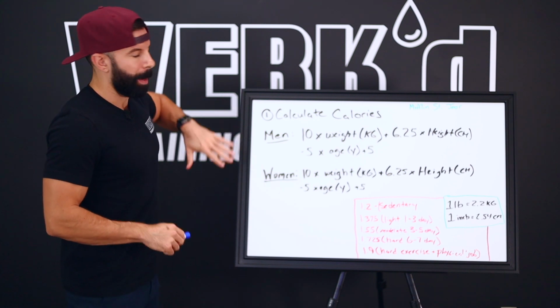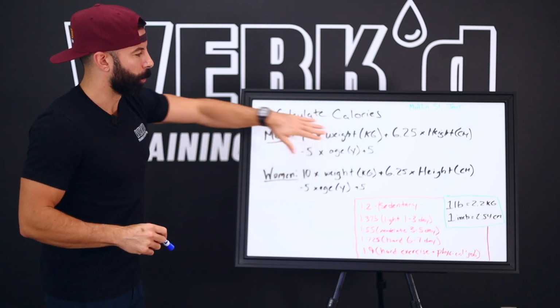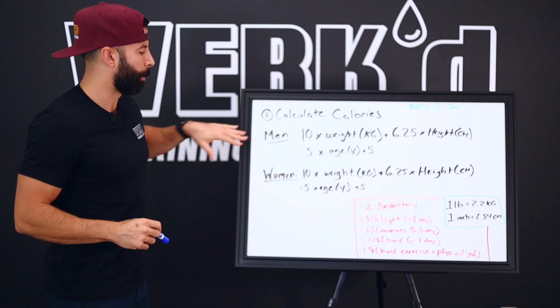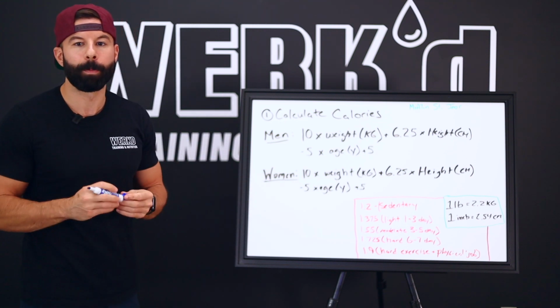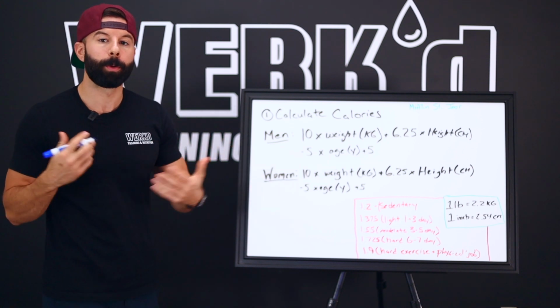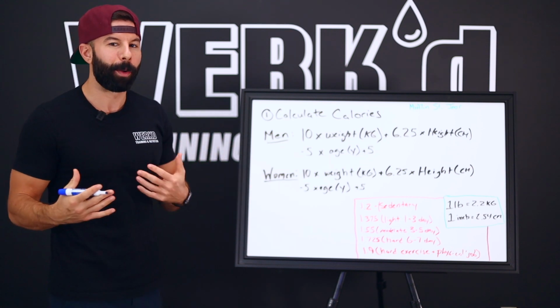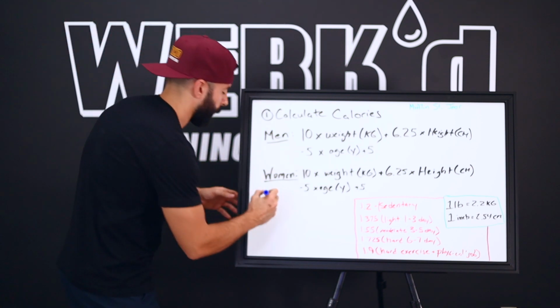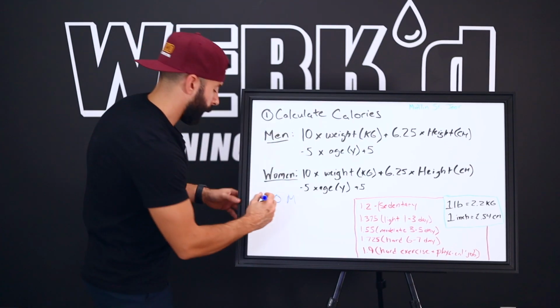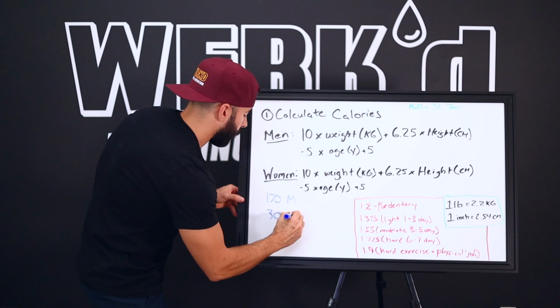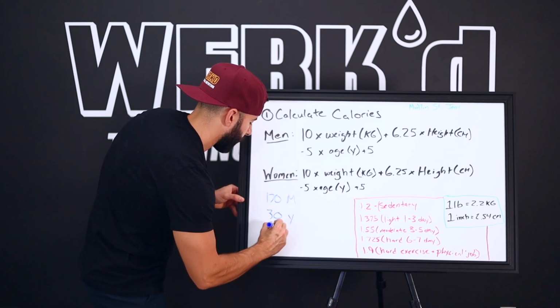I'm going to leave this in the link down below, but there are two different formulas. They're slightly different for men and women. Today we're going to use the average male in the US and run through a simulation, and then you can apply it to yourself. So we're going to start off with a 170-pound male. He is 30 years old, and he is 5'8".